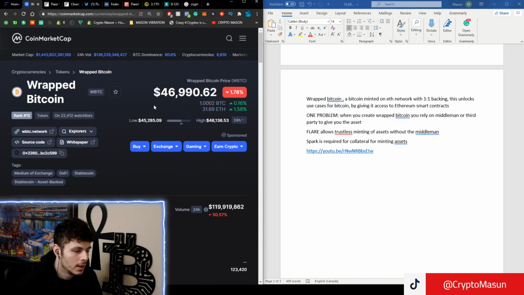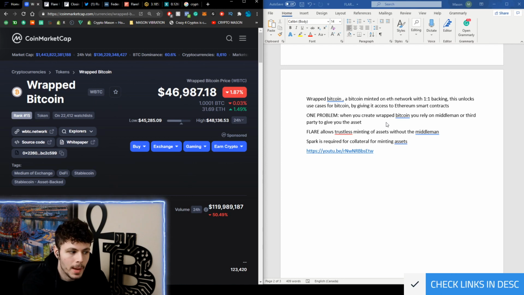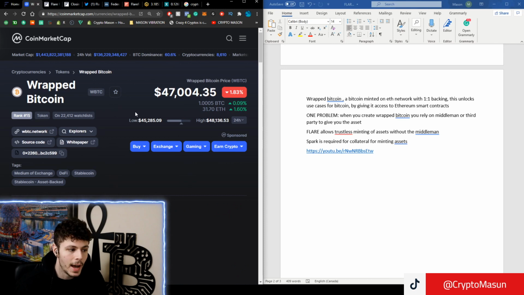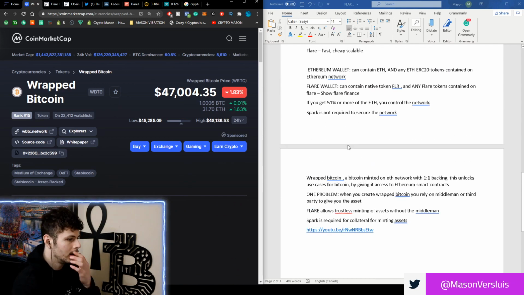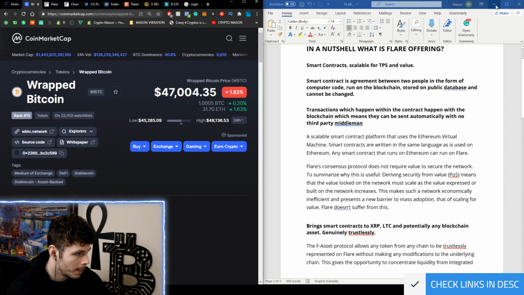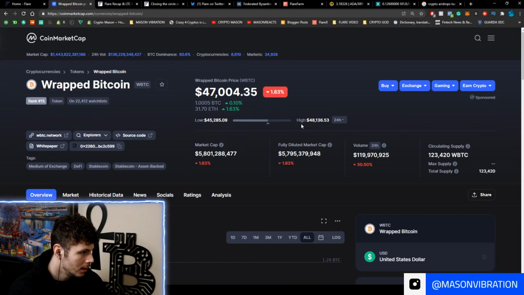Because it's a Bitcoin minted on the Ethereum network. One problem with that is, when you create wrapped Bitcoin, you rely on a middleman or third party to give you the asset. Meaning somebody had to make this and back it one-to-one with Bitcoin. So Flare allows trustless minting of assets without the middleman. And the native token Spark is required for collateral for minting assets. So that covers this Word document. Now you should know what Flare kind of is and what it does.